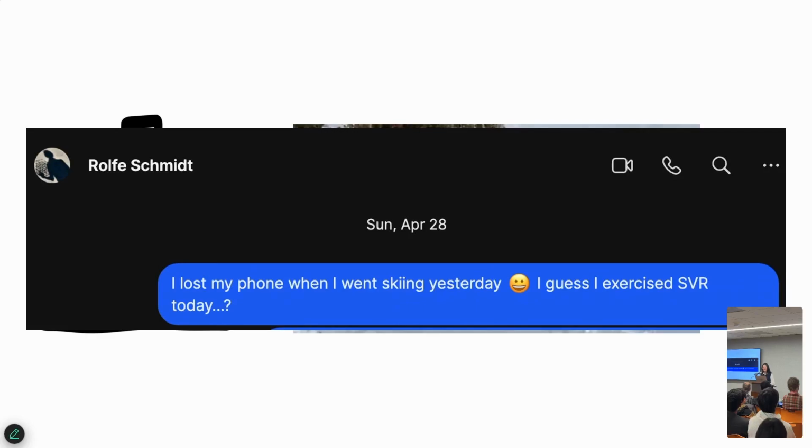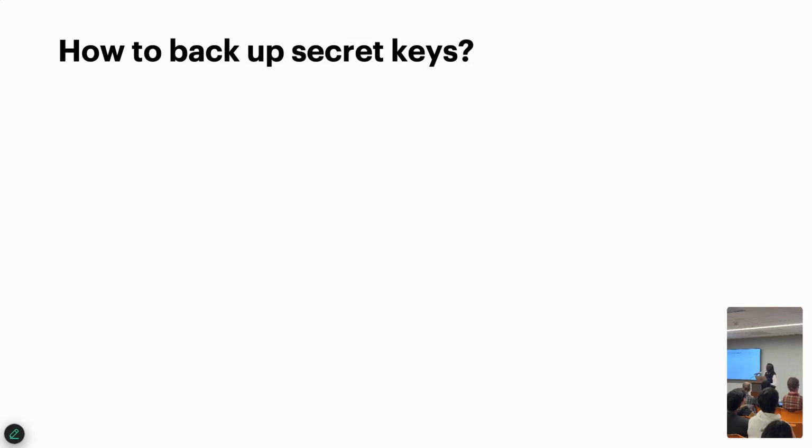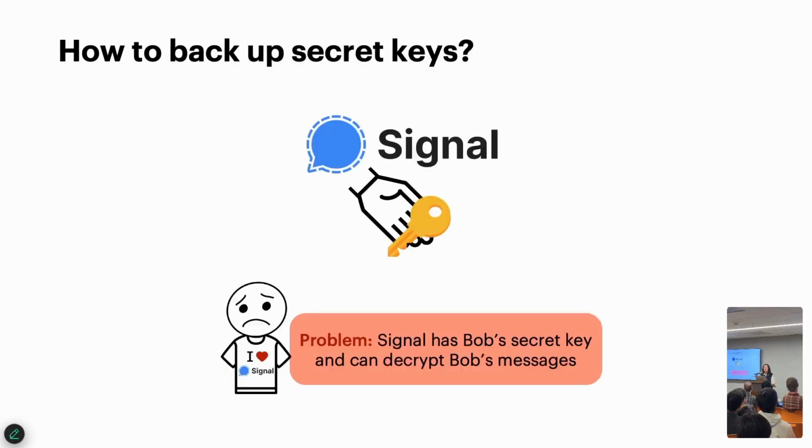Did I use SVR? So let's get back to thinking about how we actually back up secret keys. The obvious straw man solution is to just give your key over to Signal and say, hey, store this for me. The problem here is that now Signal has your key and can decrypt your messages, and that really undermines all of the nice privacy and security guarantees that you get from using end-to-end encrypted messaging.